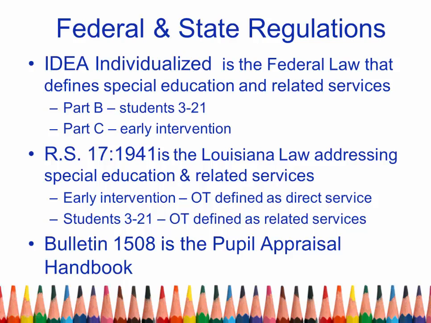But when the child turns 3, they provide services up through their 21st birthday. So occupational therapy is then defined as a related service. The child first has to qualify for special education services prior to being able to obtain the occupational therapy service. So it's related to another discipline.